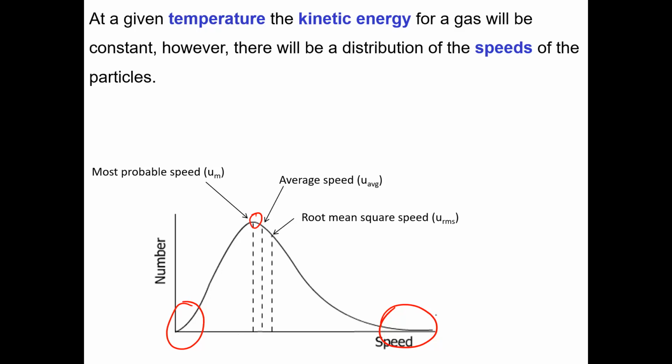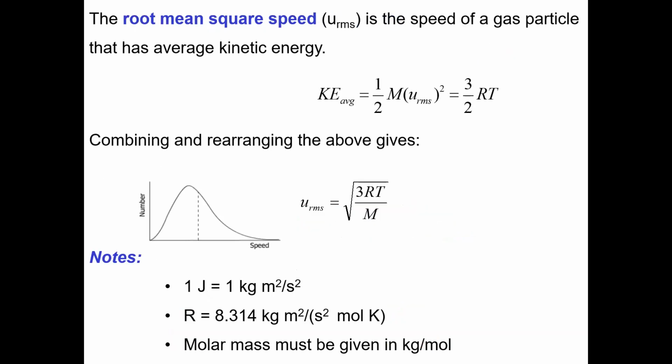And an important speed for us is what we call the root mean square speed, which is just a little bit on the high side of the average or most probable speed. The reason why that's important is it turns out that that's relatively easy to calculate. The root mean squared speed is the speed of a gas particle that has average kinetic energy.